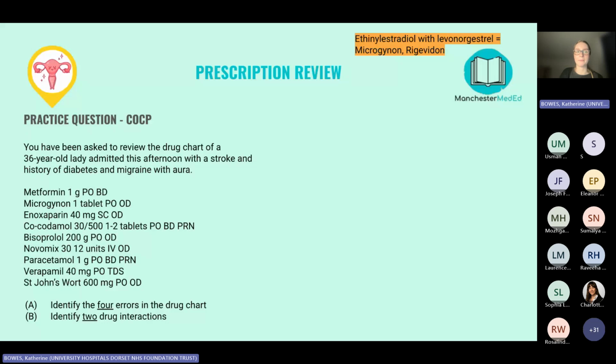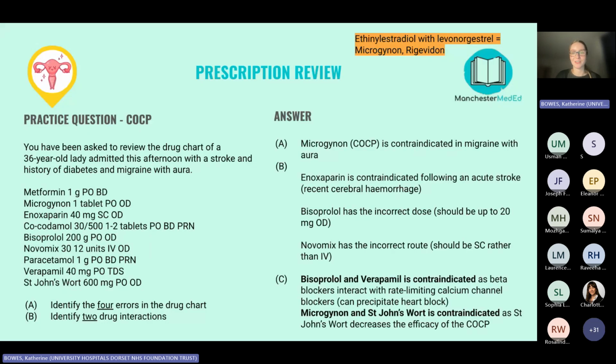Okay, so 4 errors in the drug chart. I don't know why it says A, B, C. Sorry about that. It's just supposed to be A and B. So Microgynon will be contraindicated in this patient because they've got a migraine with aura. If you've got migraine with aura, there's an increased risk of stroke when you're on the combined pill. Secondly, they've recently had a stroke, so enoxaparin might not be the most appropriate, given that they might have had a recent cerebral hemorrhage. That's going to put you at high risk of bleeding.